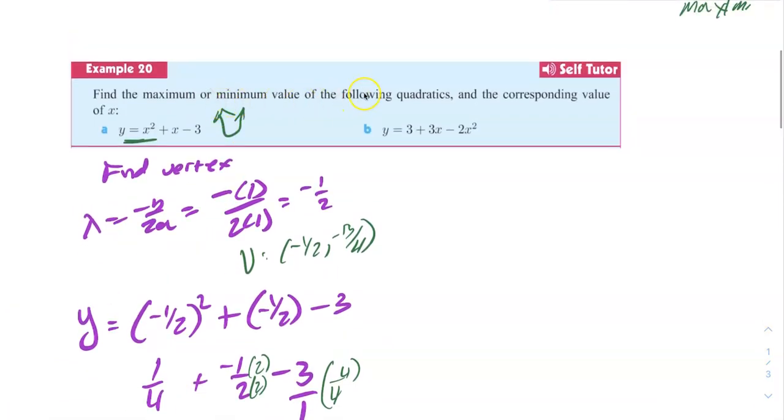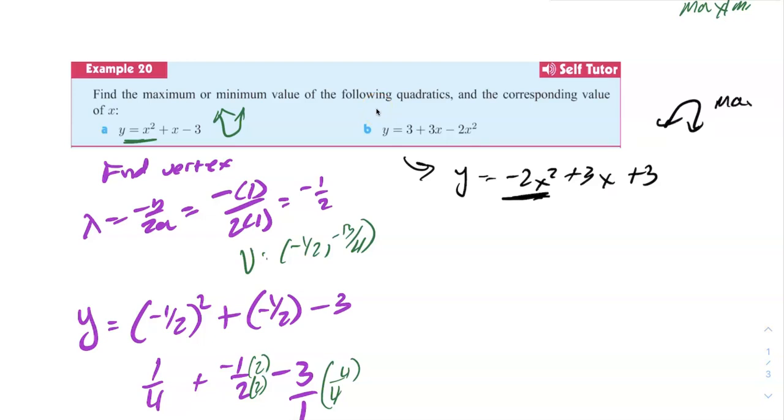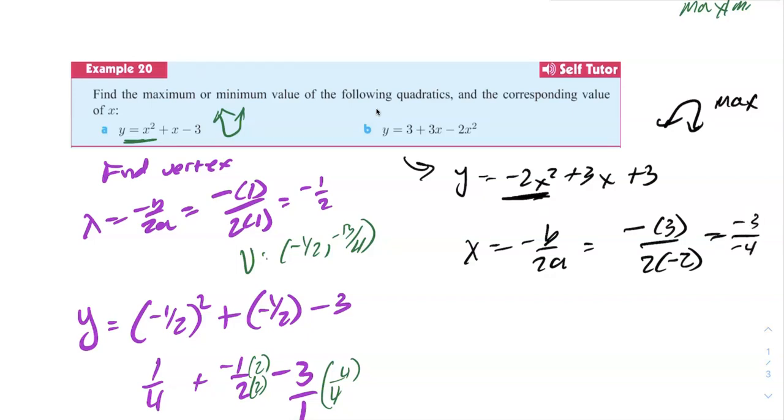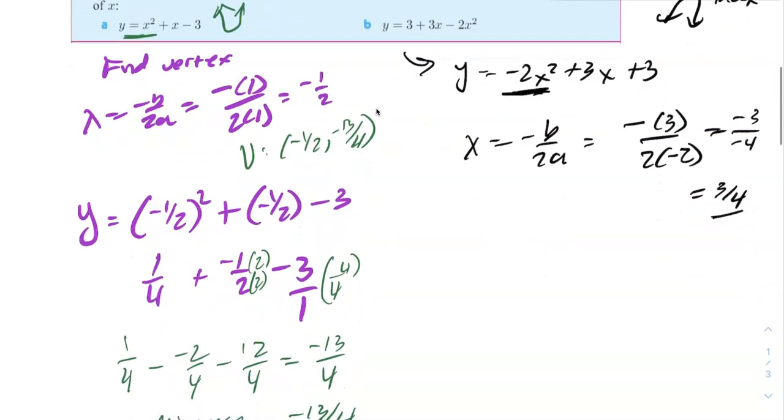Okay, next one. So I'm going to rearrange it first. So I get this. Now notice in this one my a is negative, so it opens down. So we're going to have a maximum value this time. Use the formula again. x equals negative b over 2a. So negative 3 over 2 times negative 2. And of course, this is all fractions. So 3/4. So again, that's where my maximum occurs. It occurs at x equals 3/4. If you want to find the y value, the actual max, we're going to plug it back in.